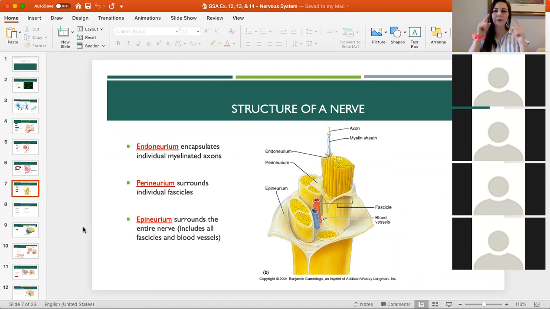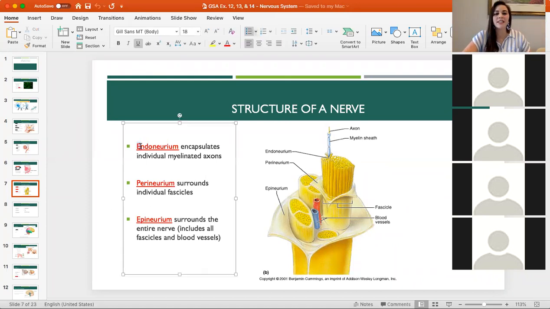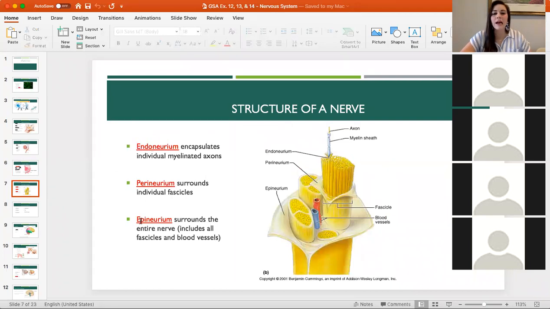So hopefully you remember those levels and maybe some of those words, because we see them here again. We see the prefix endo, we see peri, and we see epi. Endo means within, peri is around, and epi means above. Just go with me as we go through this figure, which you will want to know. We start with our axon right here, covered by the myelin sheath.